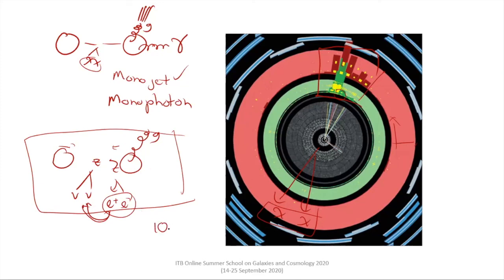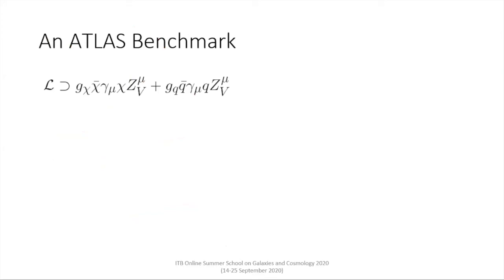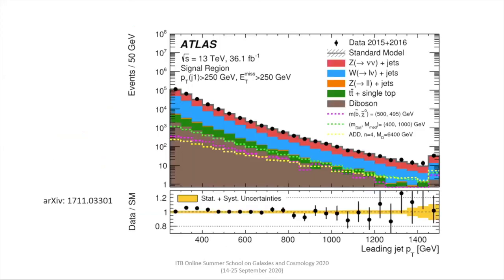And then we see, if we predict 100 monojet events from this neutrino creation, but we see 150 events total in monojet, then we have seen dark matter. That's what they do.